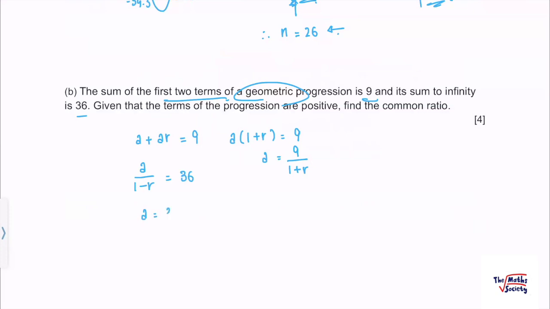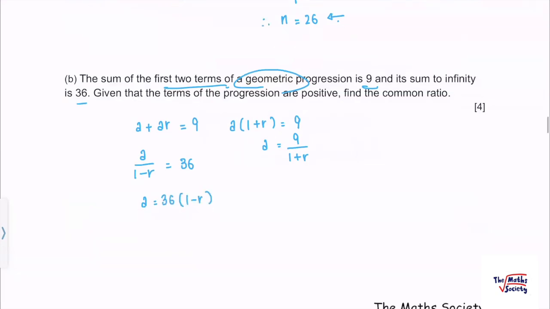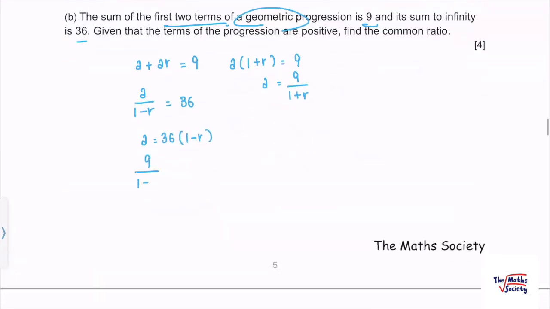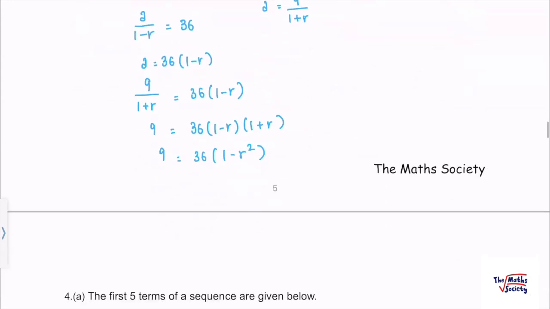A is going to be 36 times 1 minus r, will not expand yet. And then you'll have that 9 by 1 plus r equals 36 times 1 minus r. So 9 is going to equal 36 times 1 minus r, and then 1 plus r. You multiply these, so it's plus r minus r, they'll cancel out each other. So you get 1 minus r squared.